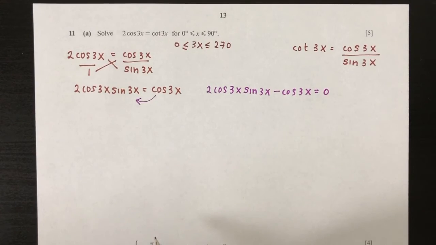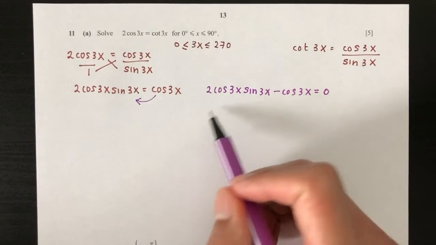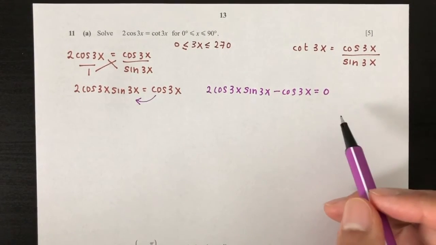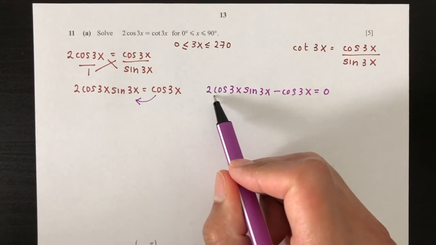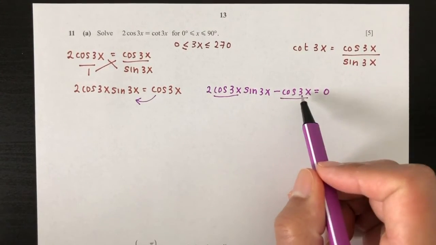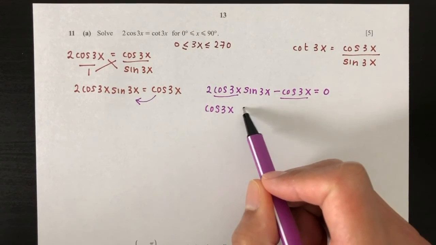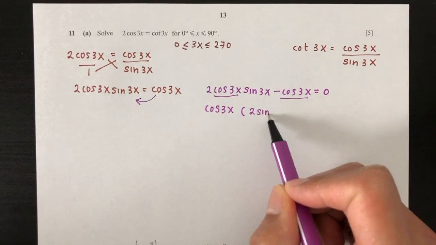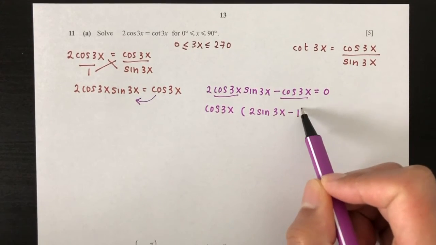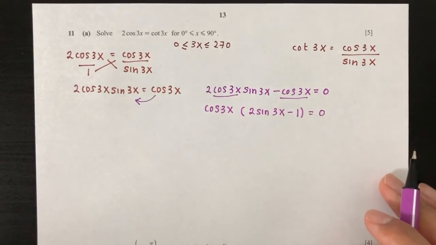Now one of the mistakes people make is they divide by cos. That's the mistake. We should not do that. What we should do is always factorize the cos 3x outside. So take cos 3x outside. Remaining will be 2 sine 3x minus 1 is equal to 0.